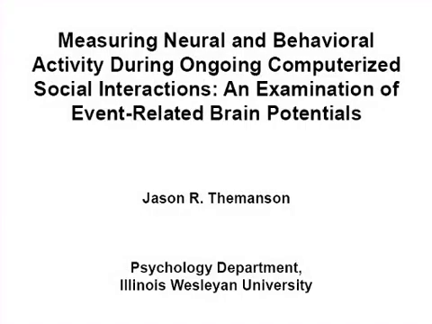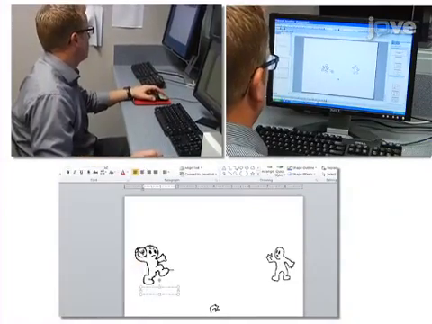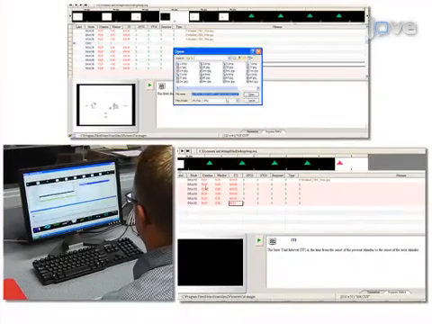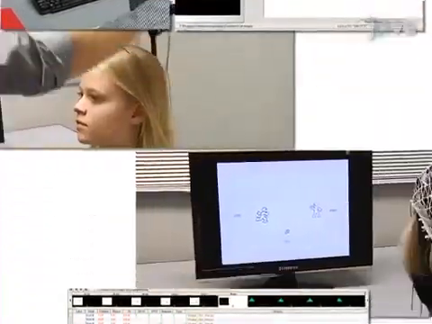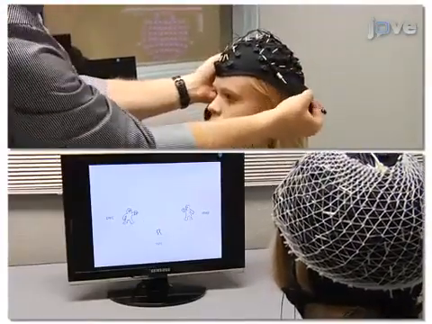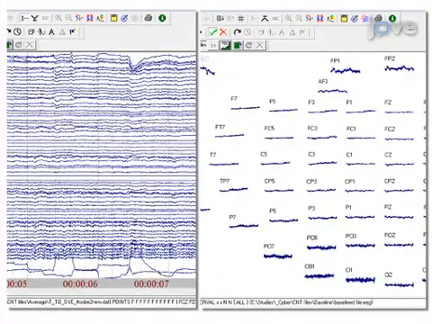The overall goal of this procedure is to obtain measures of both neural activity and self-reported feeling states during computerized social interactions. This is accomplished by first creating the computerized stimuli for the program. The second step is to program the computerized Cyberball social interaction. Next, the participant's neural activity is recorded during the social interaction. The final step is to process the neural data offline following the completion of the Cyberball protocol.